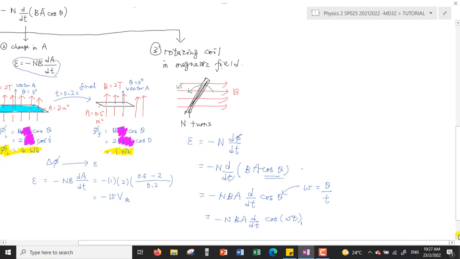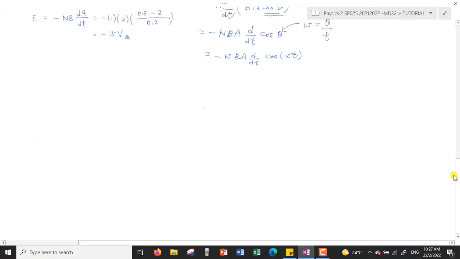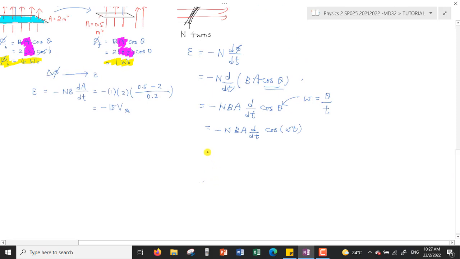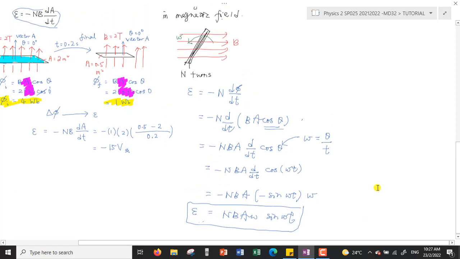So we differentiate the equation. Negative NBA. Differentiate cos, we get negative sine omega t. Differentiate omega t, we get omega. So finally, we get the equation to determine the EMF induced when the coil rotates in magnetic field. The EMF induced will be NBA omega sine omega t. So this is the equation we use to determine the EMF induced when the coil rotates in magnetic field.